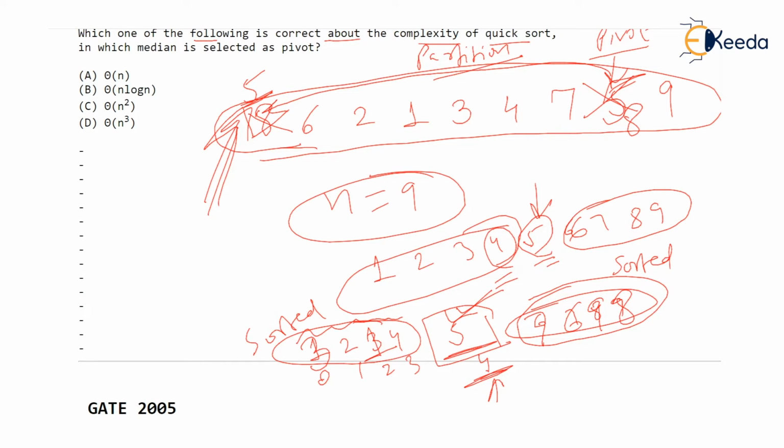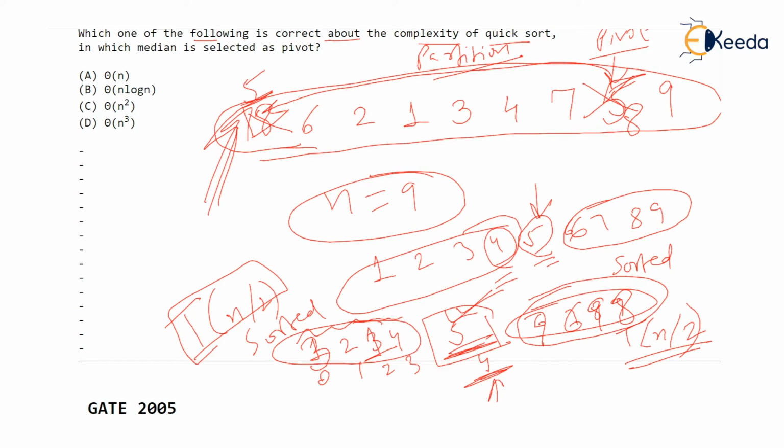I hope you observed it enough. If you select the median and fix it at its proper place, then you are going to get a partition of size n by 2 and a partition of size n by 2, and then you will sort them. Great, isn't it? If you can fix the median at its proper place, you will always get two partitions of equal size, because the median will be in the middle of the array. Then the left will contain n by 2 and the right will contain n by 2.